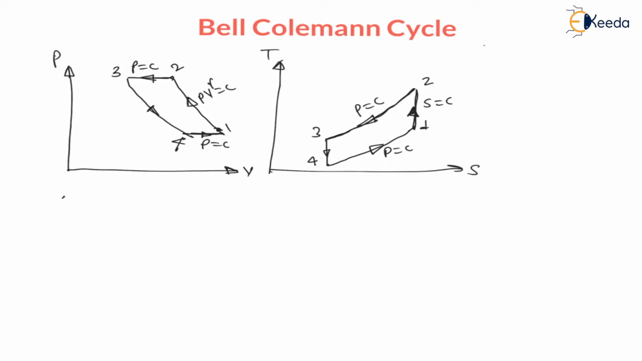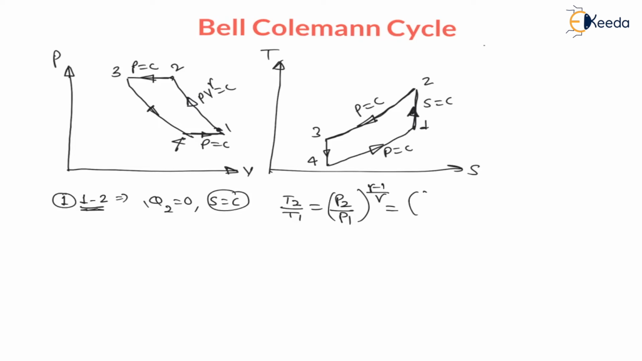Now the various processes are: process number 1, that is 1 to 2, is reversible adiabatic compression in the compressor. Therefore, for this process, heat Q1-2 is 0, that is a reversible adiabatic process. Entropy is constant, and the relation is T2 divided by T1 is equal to P2 divided by P1 raised to gamma minus 1 upon gamma is equal to V1 divided by V2 raised to gamma minus 1.